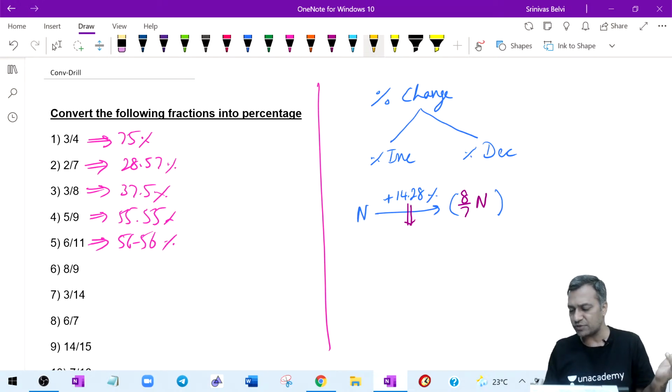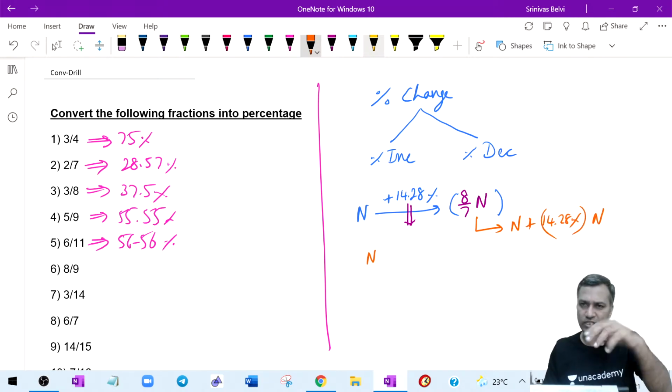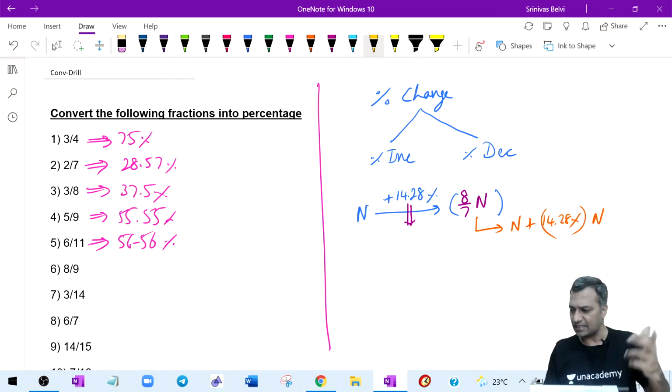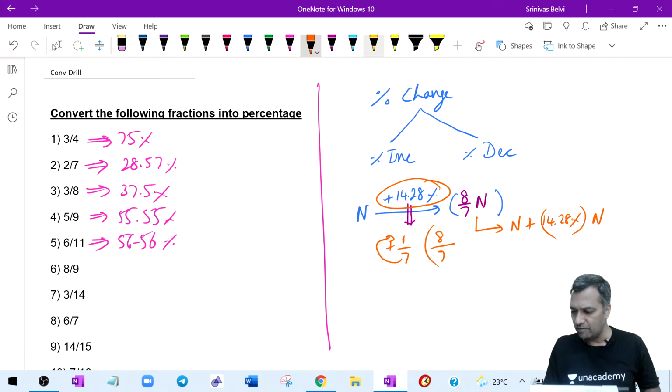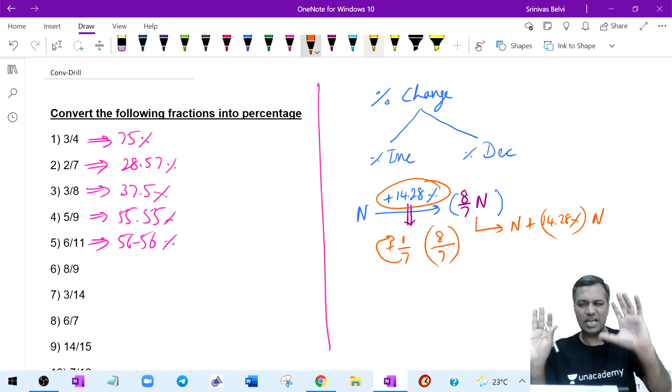Simple. You might ask, what is the actual truth behind this? It's nothing but: output is n plus 14.28% of n. But we don't do this. Rather, we look at this particular number and write it as an increase, which means plus 1 by 7. Then retain the denominator as it is, add 7 plus 1, which becomes 8. That is the multiplier. We'll see the applications in a while.